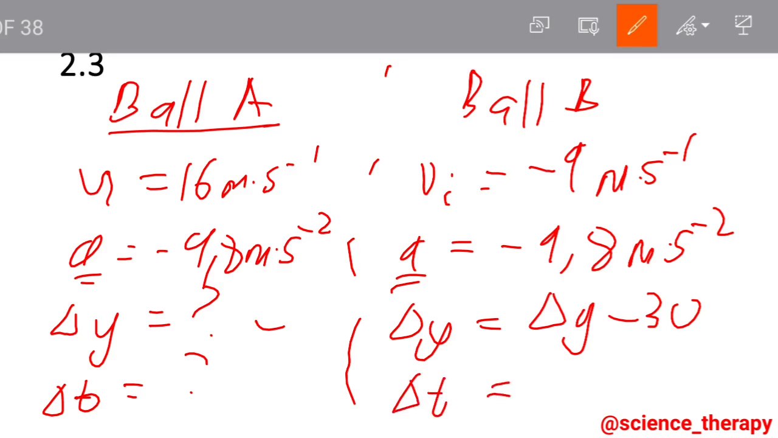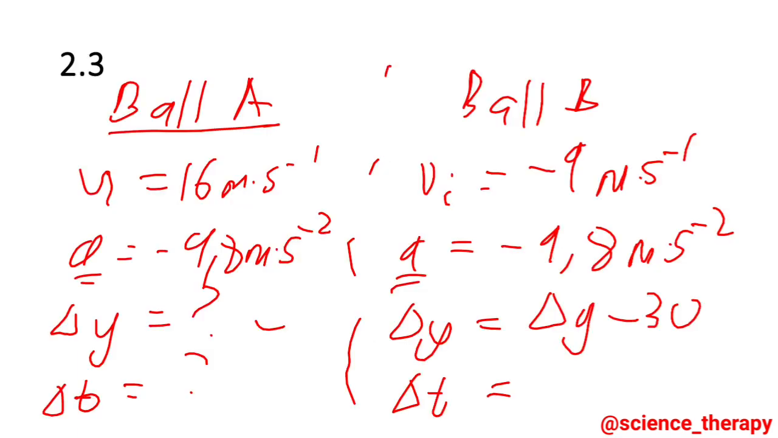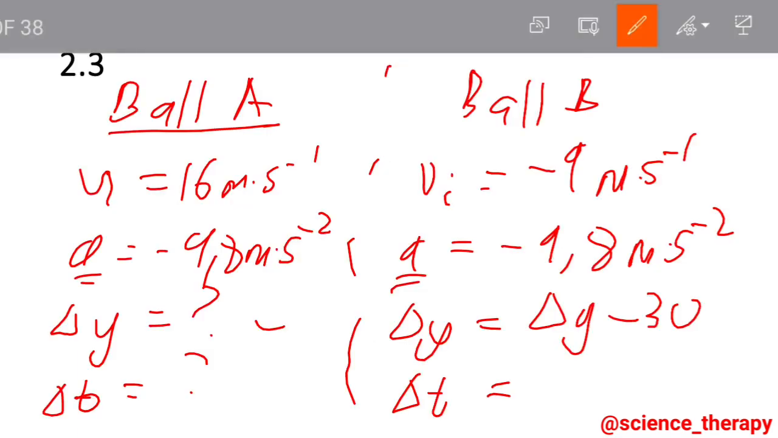Then our delta t, there's something that they said in the statement. They said 1 second after ball A is projected upwards, a second ball is thrown vertically downward. So we can see that the change in time for ball B is whatever delta t of A minus 1, right? The same way as the delta y is whatever delta y of A minus 30. So that's it. Now we have all the information.